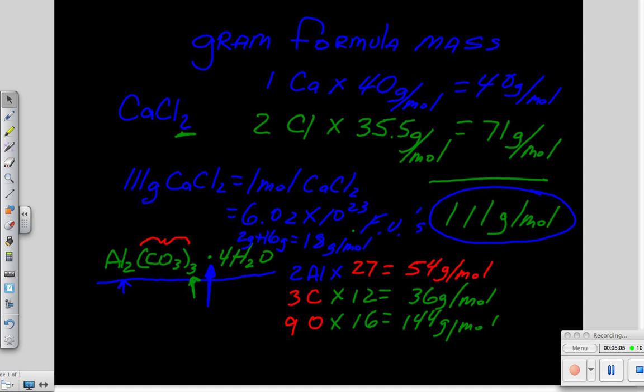And so I have 4 H2Os. That times the fact that each water is 18 grams tells me that there will be 72 grams from the water per mole. All I got to do is add that up. When I add it up, I'm going to get 306 grams per mole as the gram formula mass of that hydrate.